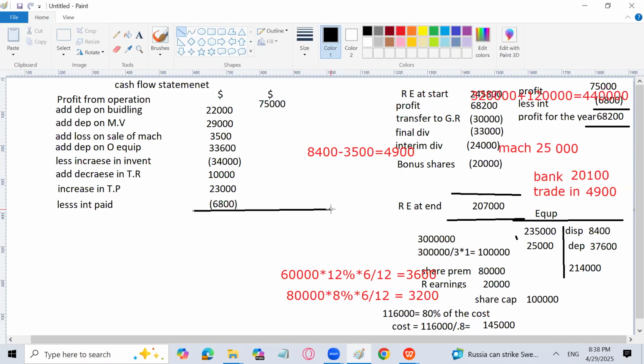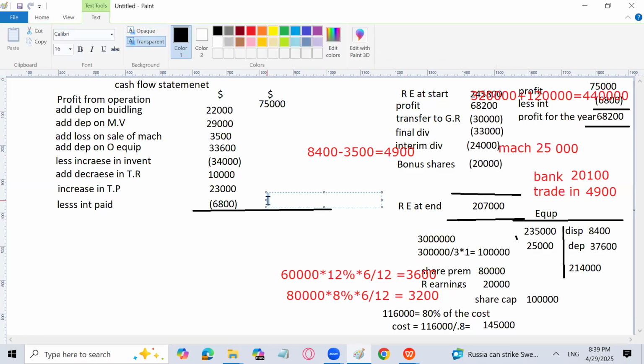What is the amount actually? Sir, 8,300. 8,300 is not the right answer, though. It's 80,300. Now you can add them up. So the answer is going to be 159,300, and that is going to be cash flow from operating activities.